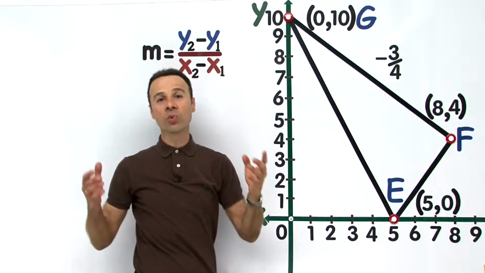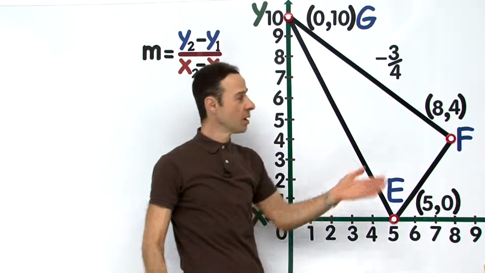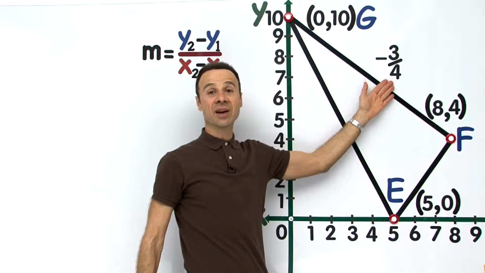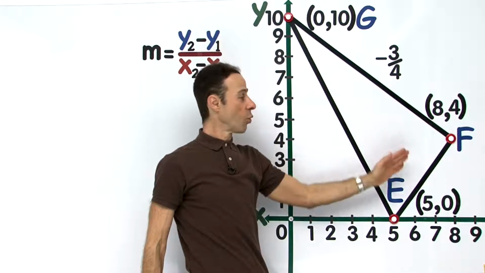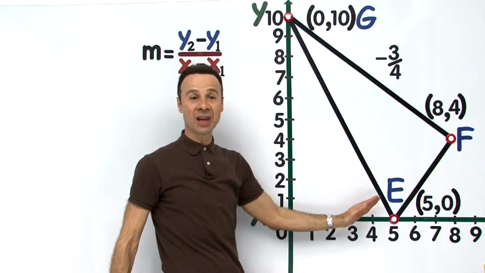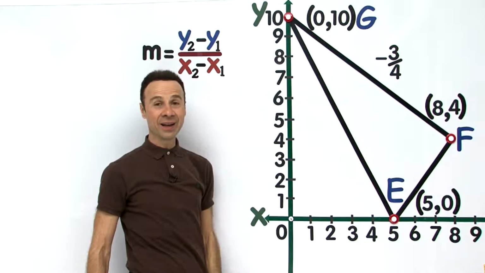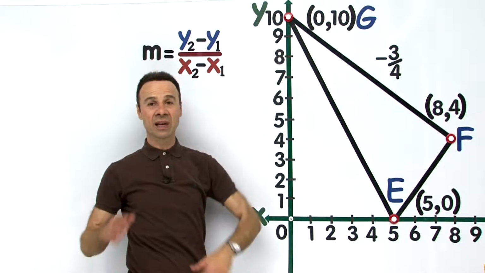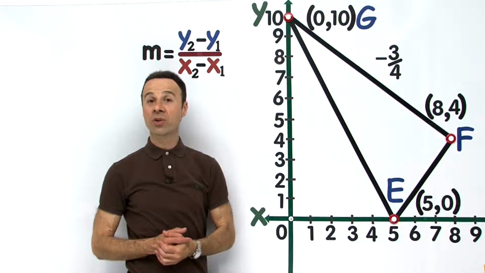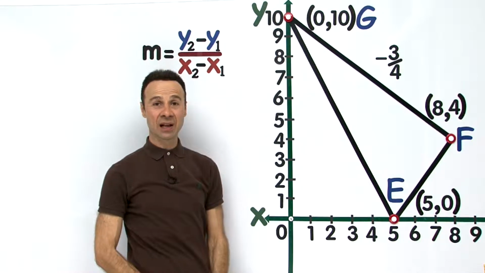So how do we do that? Well, we have already from part 2, as I indicated earlier, the gradient negative 3/4. So all we need to do is work out what the gradient is here for FE, and then we can put it into the negative reciprocal to confirm whether or not it is perpendicular. So let's do that now.